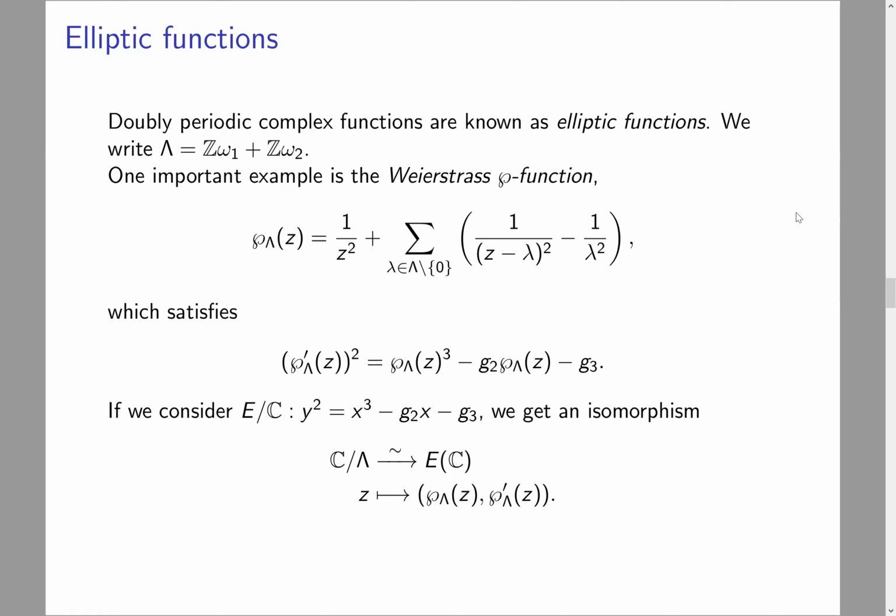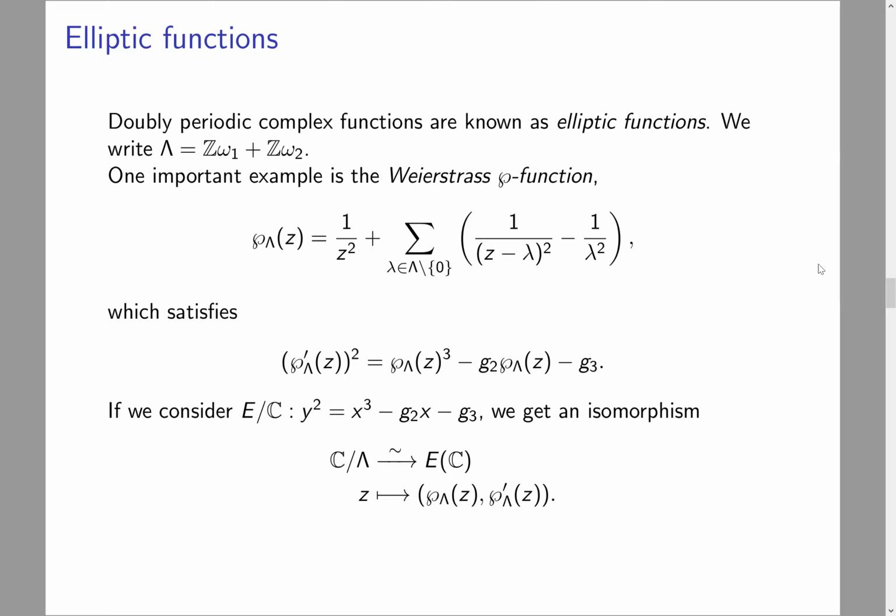And this complex function satisfies the following differential equation. Its derivative squared equals the function cubed minus g2 times the function minus g3, where g2 and g3 are certain invariants that you can calculate on the lattice. Given a lattice, you can calculate these g2 and g3 invariants. They're certain complex numbers depending on the lattice. But they're constants is the point. They are constants once you've fixed your lattice.